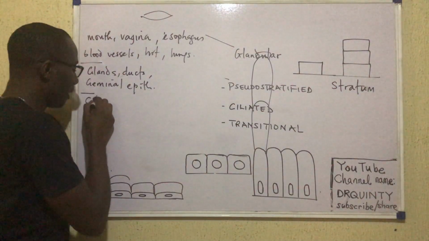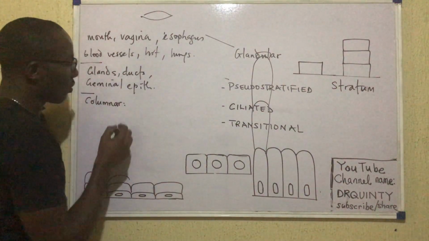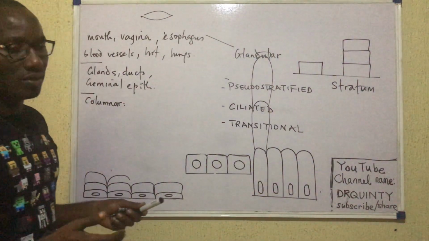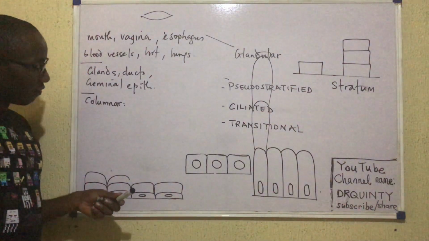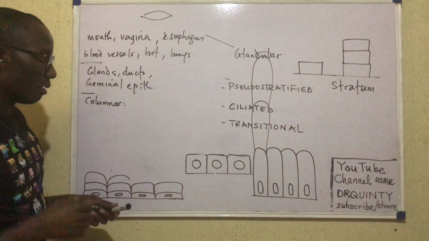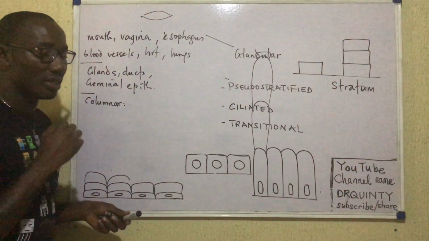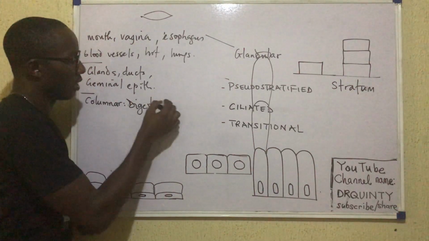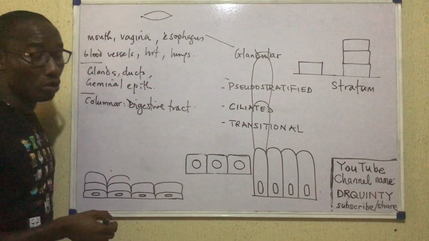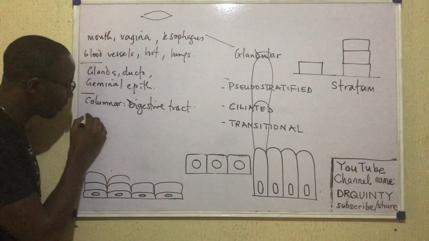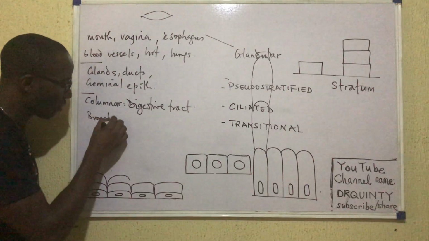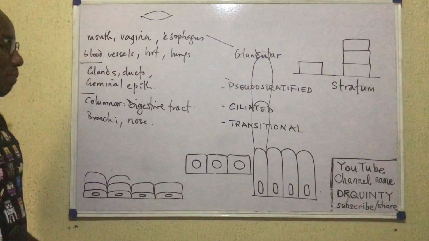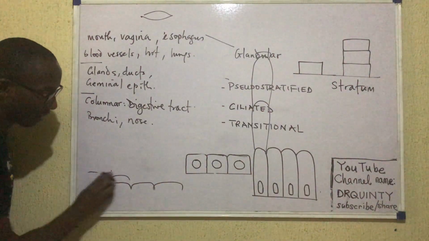Then for columnar epithelium, when you are to talk about columnar, it is best to just think of the digestive system. Think of the digestive system, think of the intestines, think of the anus, think of several other parts of the digestive system like that. So the digestive tract, much of what you have there is columnar epithelium. And then in the respiratory tract, like in the bronchi, in the bronchioles, in the nose, we have columnar epithelium. So columnar epithelium is found in several other places like that in the body.